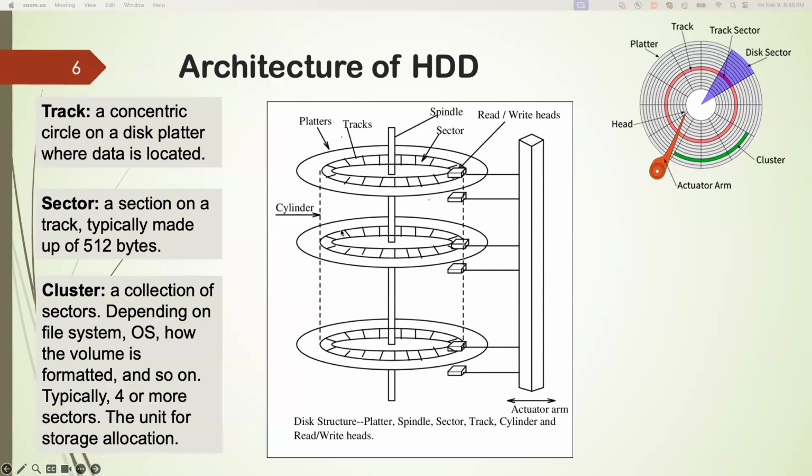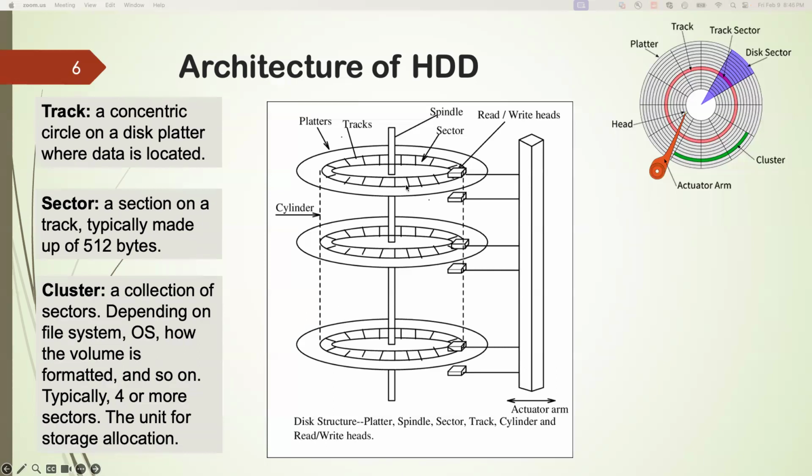Another terminology is a cylinder. A cylinder is a collection of all the tracks on all the different platters in your hard drive that are at the same distance from the center. Just assume that when we say this particular thing is a cylinder, it will have six different tracks: one from the top platter, top side one, bottom side two. Then we have two from here and two from here.